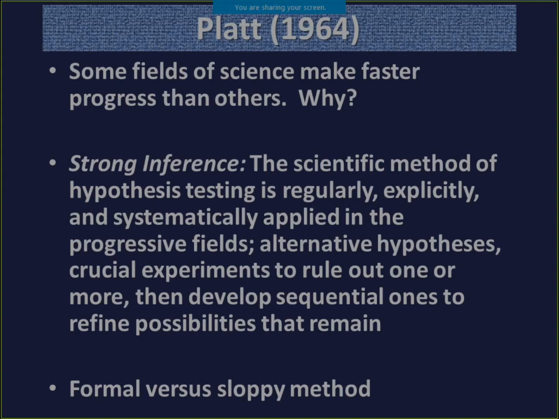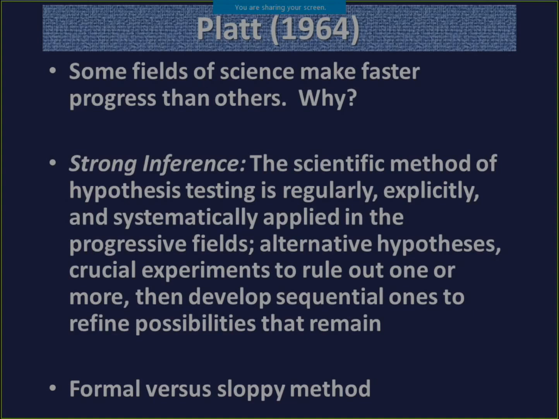But the main point is that he noted that some fields of science seem to advance at a much faster pace than others, and he wanted to try to understand why. He proposed that the main difference is really an intellectual one, that rapidly progressing fields systematically use an approach that he called strong inference. He says that includes steps used by all fields of science, but in some fields these are systematically and regularly applied as the standard accepted approach.